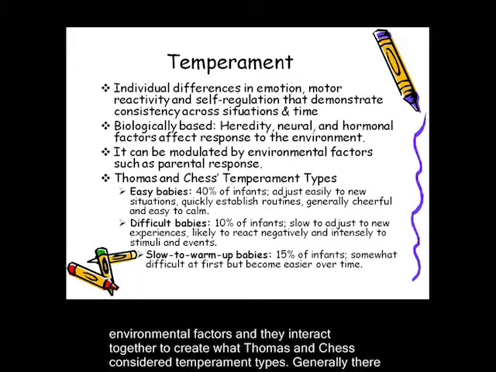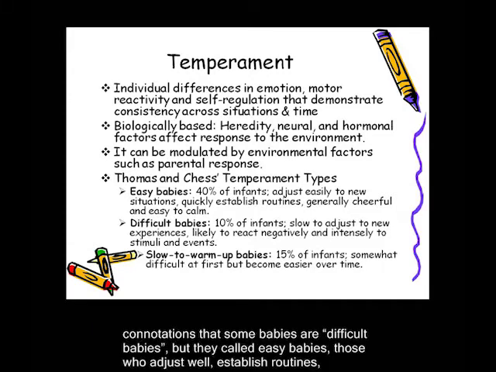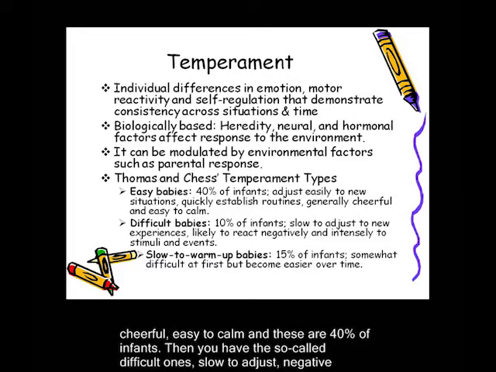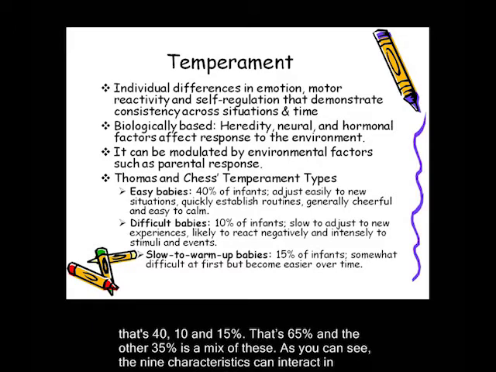Now, generally, there are 3 types, and I don't like the connotations that some babies are quote-unquote difficult babies, but they're called easy babies who adjust well, establish routines, cheerful, easy to calm. And these are 40% of infants. And then you've got the so-called difficult ones, slow to adjust, negative reaction, very intense. And then you've got the slow to warm up that are difficult at first but warm up over time. And if you can see, that's 40, 10, and 15%, 65%. The other 35% is a mix of these.